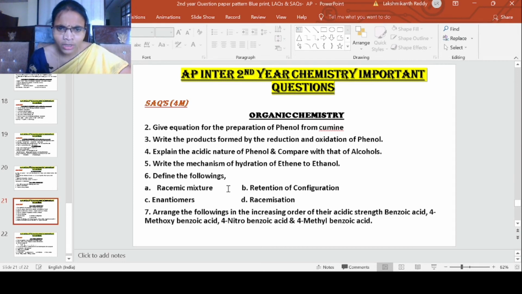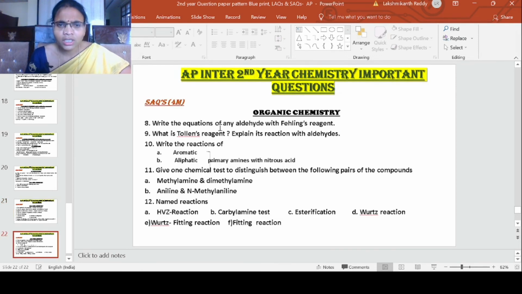So terms: racemic mixture, retention of configuration, enantiomer, racemization. Next, arrange the following in increasing order of their acidic strength: benzoic acid, 4-methoxybenzoic acid, 4-nitrobenzoic acid, and 4-methylbenzoic acid. First, we need to write formulas, then arrange them in increasing order of acidic strength. So, write the equations of any aldehyde with Fehling's reagent. What is Tollens' reagent? Explain reactions with aldehydes. Write the reactions of aromatic and aliphatic primary amines with nitrous acid.